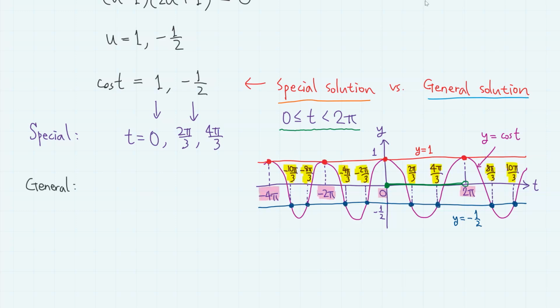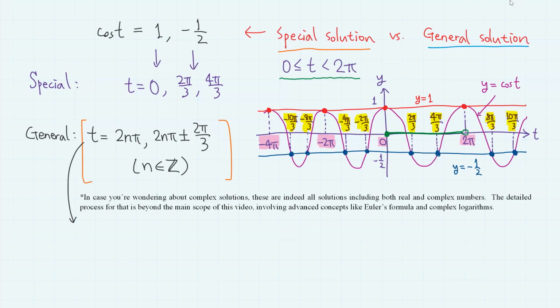The general solution can be obtained using these special solutions and the knowledge of the symmetry and periodicity of the cosine function. Getting straight to the point, the general solutions are t equals 2n pi and 2n pi plus or minus 2 pi over 3, where n is an integer. This seems a bit confusing at first, but if you take your time and examine these, you can find out that these indeed represent all the x-coordinates of the intersection points between the cosine graph and the two lines.